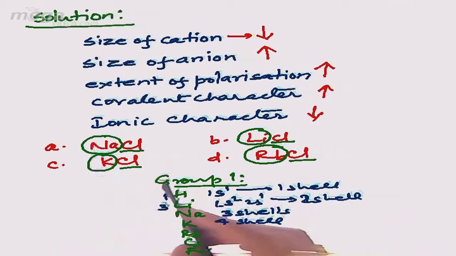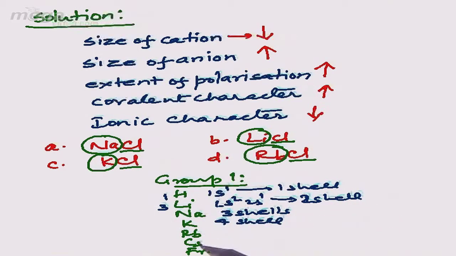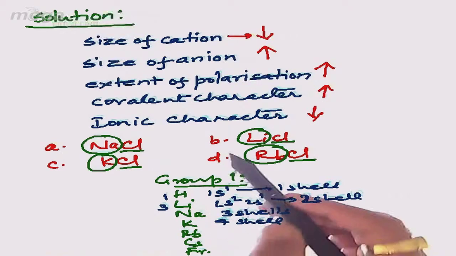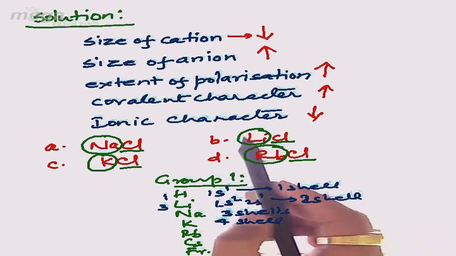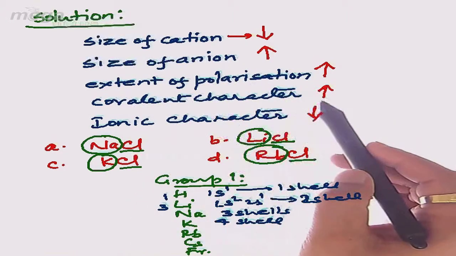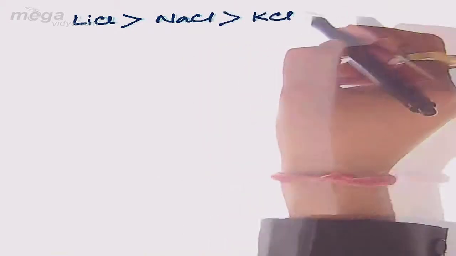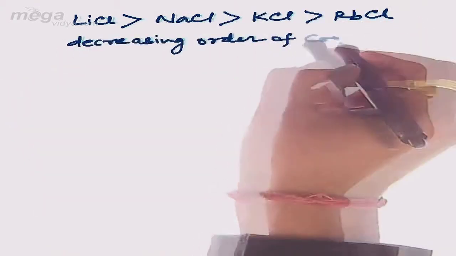Now here in all the 4 options the cationic part belongs to the same group, and on moving down the group the size increases, so lithium, being at the top among the 4, will have the least size, so maximum covalent character. So after LiCl we will have NaCl, then KCl, then rubidium chloride. So this is the decreasing order of covalent character.